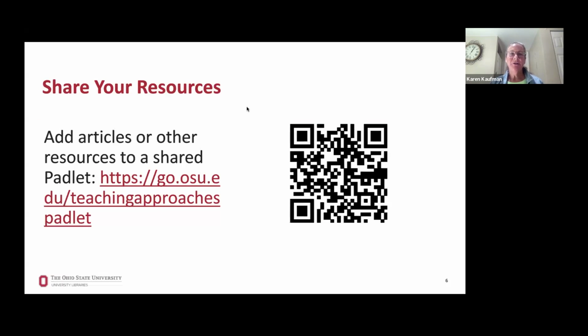And then as mentioned earlier, the Padlet is available. The link is here that you can get to open up that resource, and you can see the resources that have already been contributed, and then those that will continue to be contributed as we go through our discussion today.